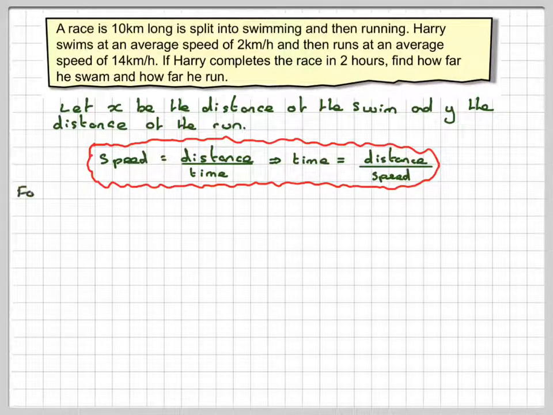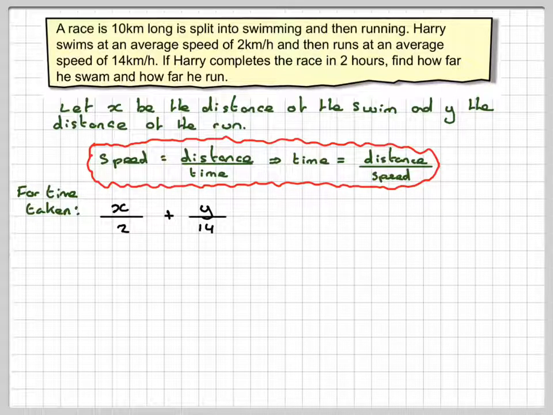Right, now forming our equations. For the time taken, we know that the time taken for the swim will be x divided by 2. Why is it x? x is the distance of the swim, 2 is the speed he swam at, so that's the time. Plus the time for the run, so y was the distance for the run, and 14 was the speed of the run, and we know that in total is 2 hours.